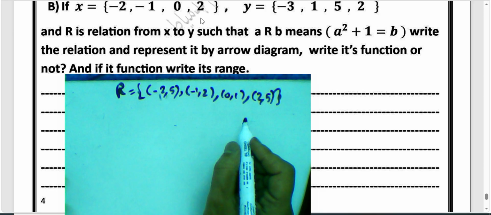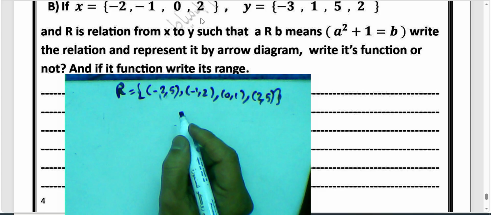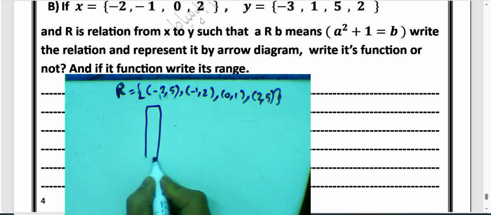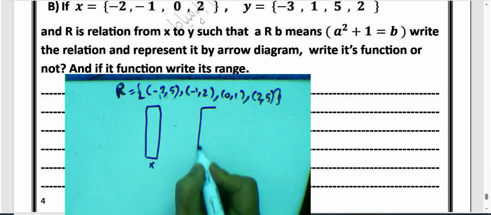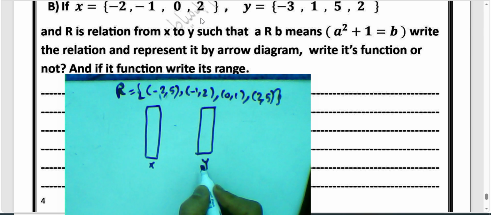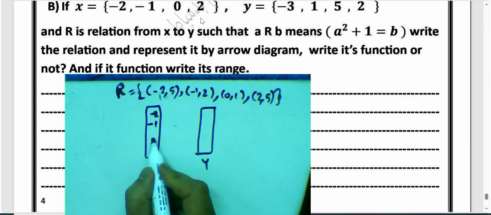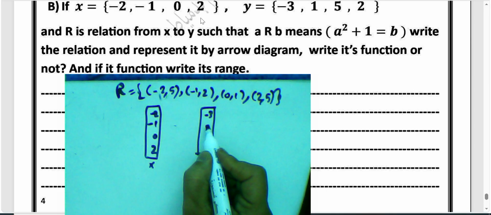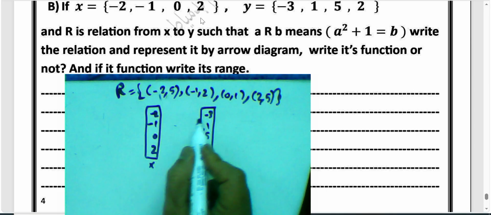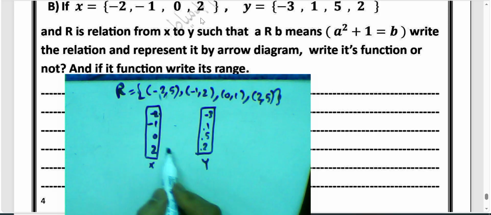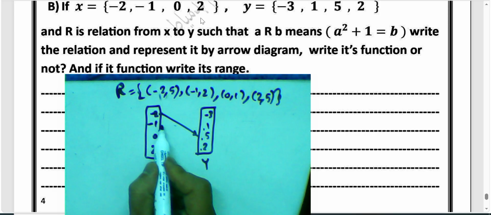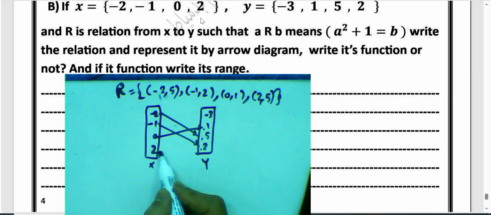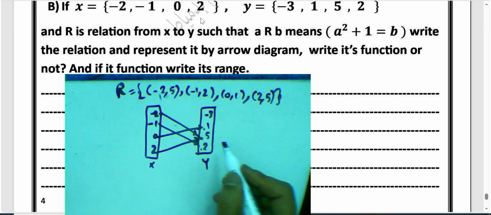Okay, this is the relation. Now we want to represent the relation in a diagram. I will put here x and y. X was negative 2, negative 1, 0, and 2, and the images 5, 2, 1, and 5. Negative 2 goes to 5, negative 1 goes to 2, 0 goes to 1, and 2 goes to 5. R is a function, yes.